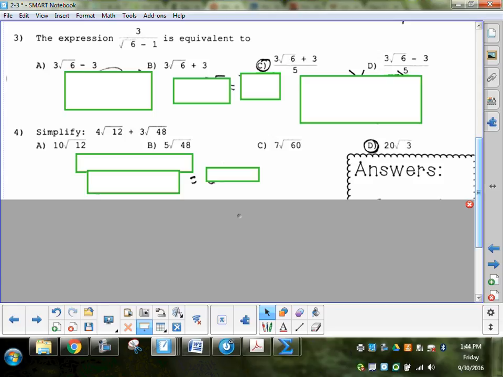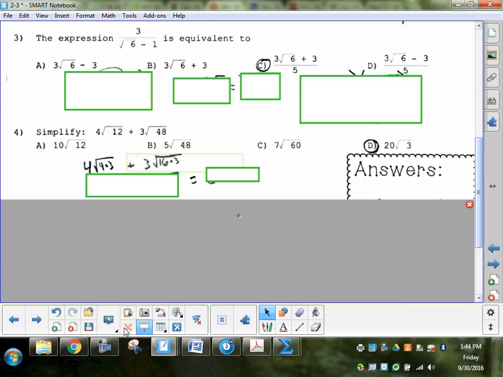Hands up when you can tell me the biggest perfect square that goes into 12. We got 6 of you, 7. 4 times what? 3. And so it's 4 times the square root of 4 times 3. What about 48? What's the biggest perfect square that goes into that? 3, 4, 5 of us. Oh, come on. Come on. 16 times? Well, there you go.